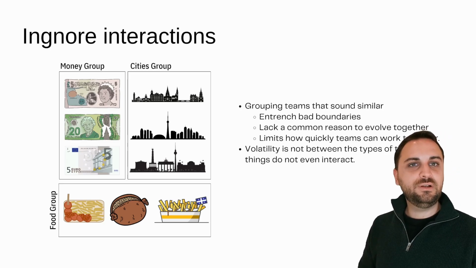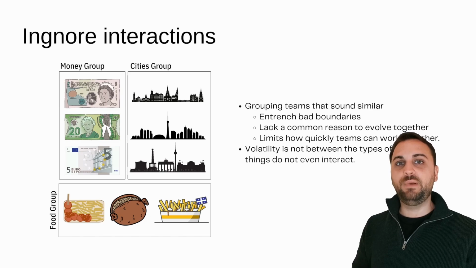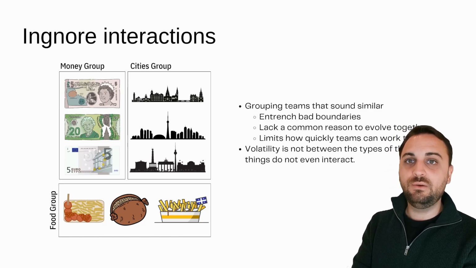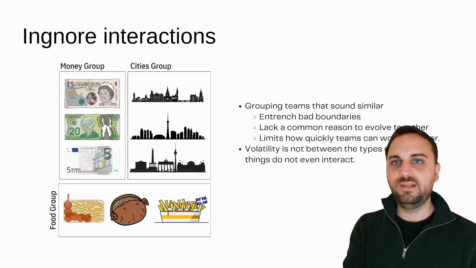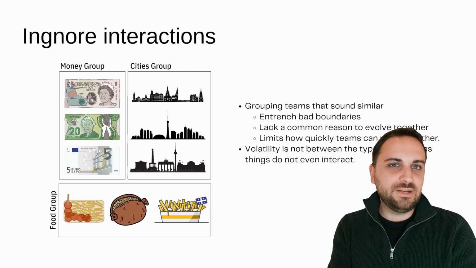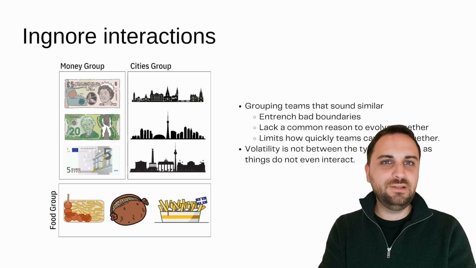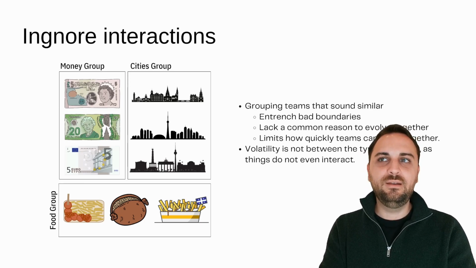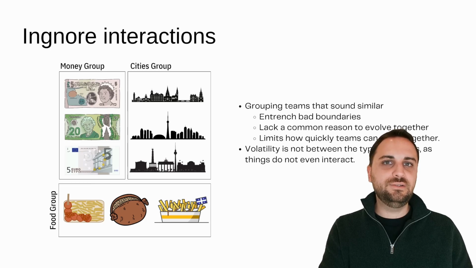Here's one that we talked about at the beginning, right? The group interactions. We entrench the teams that sound similar with bad boundaries. They lack a common reason to evolve together. It limits how quickly those teams can work together. And volatility is not between the types of things inside the same group, right? So it's the volatility being the thing that changes, right? The thing that's prone to change in the interaction is not between the currencies, not between cities that are over 1,000 kilometers away from each other, not between three types of foods that even if you go to an international food fair, you'd have a hard time finding all three in the same fair. Hard to find all of these things together, and their interactions just don't make sense.